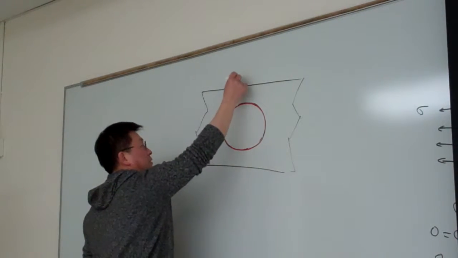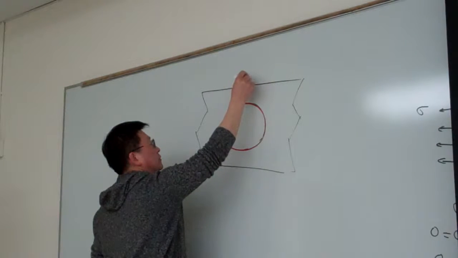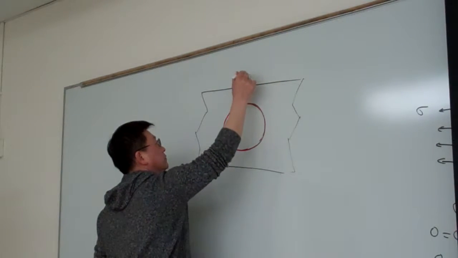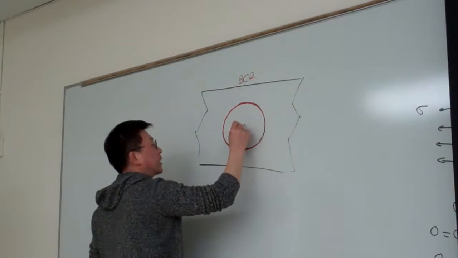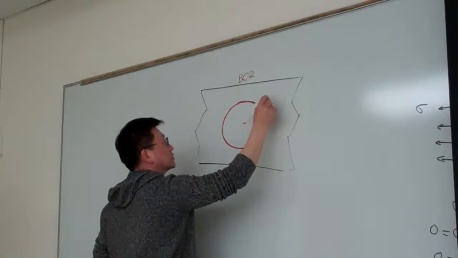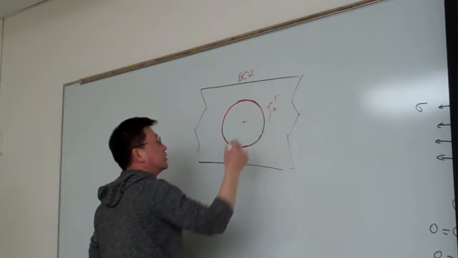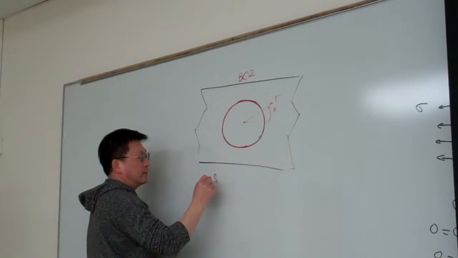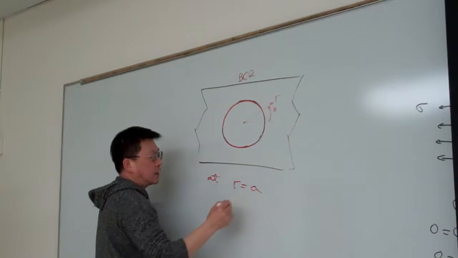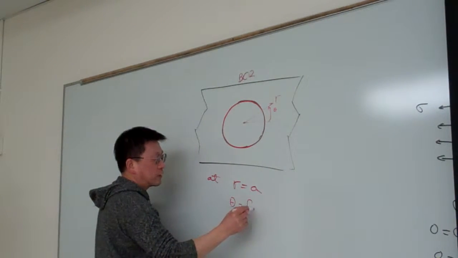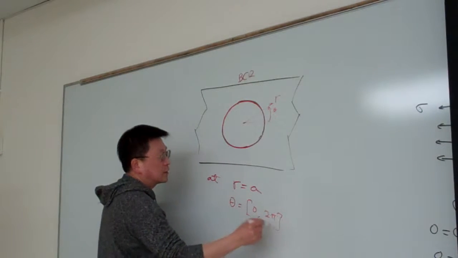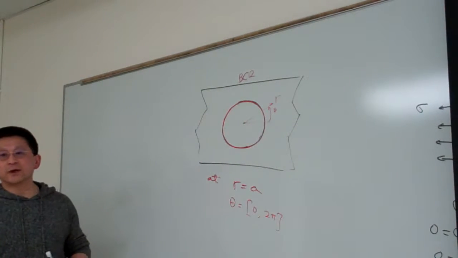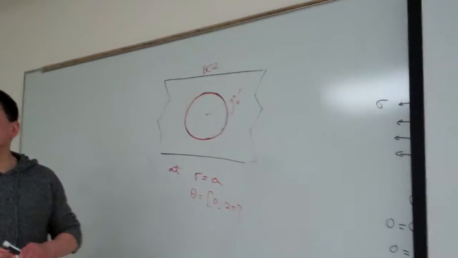The second boundary conditions happen at, for example, this is the R and this is theta. That happens at R equal to A and theta from 0 to 2 pi, including all the points surrounding the surface there.